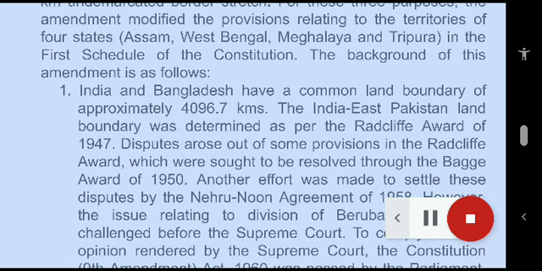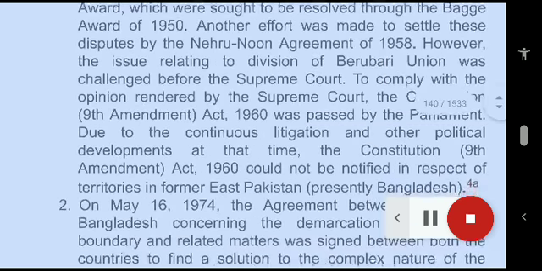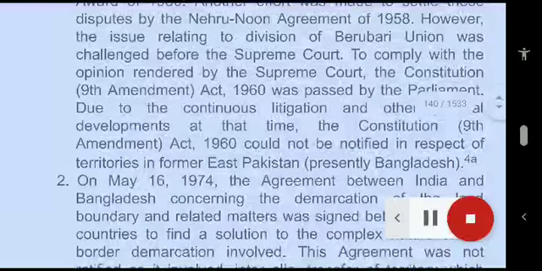The India-East Pakistan land boundary was determined as per the Radcliffe Award of 1947. Disputes arose out of some provisions in the Radcliffe Award, which was sought to be resolved through the Bagge Award of 1950. Another effort was made to settle these disputes by the Nehru-Noon Agreement of 1958. However, the issue relating to division of Berubari Union was challenged before the Supreme Court.